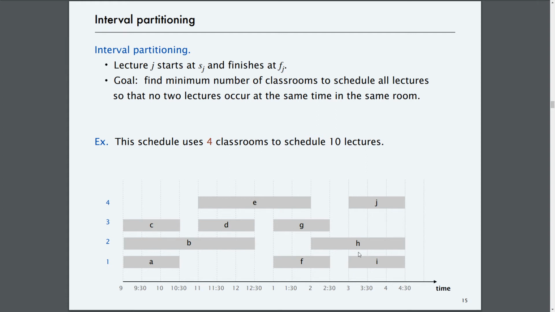Next we'll look at interval partitioning. This is what's done for classrooms. We have some lectures which have a start time and a finish time, and we want to find the minimum number of classrooms to schedule all these lectures. And of course, none of them can occur at the same time in the same room.